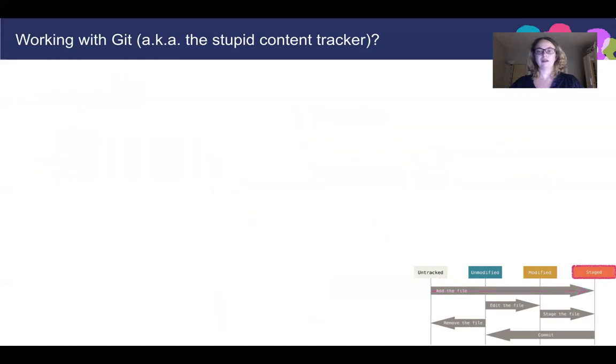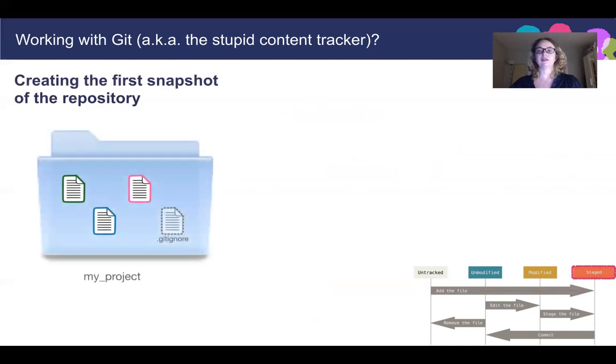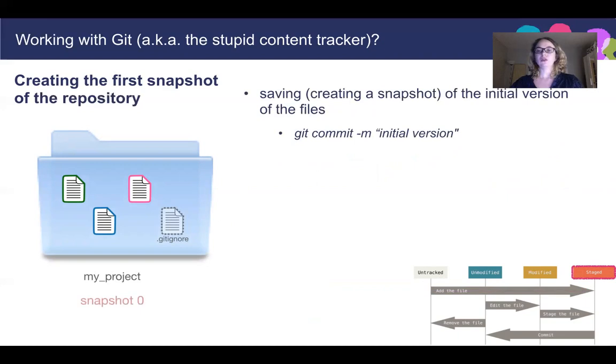Again, this is something that you have to explicitly ask Git to do. In order to create a snapshot, you have to call the git commit command. In this example, I'm using git commit with the additional argument -m and providing the message inline. If you are not using -m, Git will open the editor so you have a chance to write your commit message.